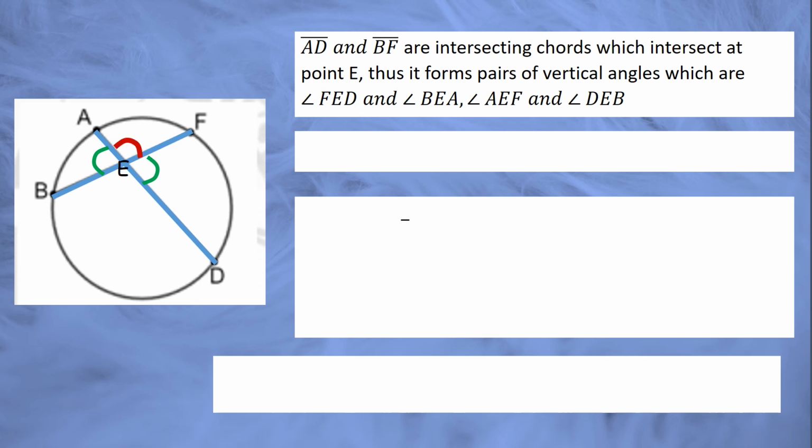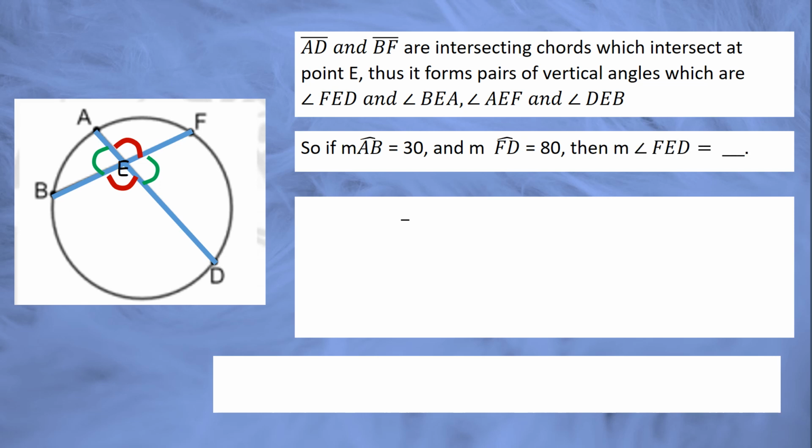The other one, angle AEF and angle DEB. Now, based on the theorem, to get the measure of the angle, you need to get half of the sum of the measure of their intercepted arc. So, kunin natin sa angle FED. Ano ang intercepted arc niya? Okay, so arc AB and arc FD.